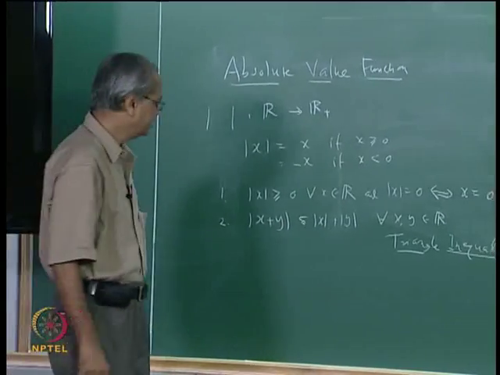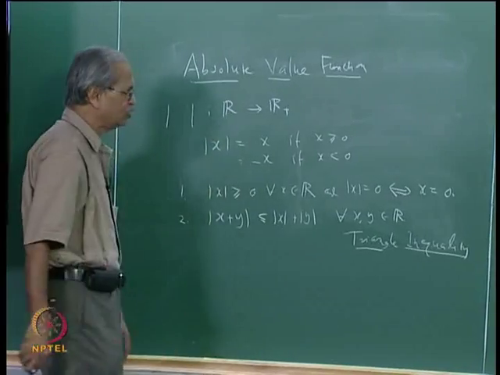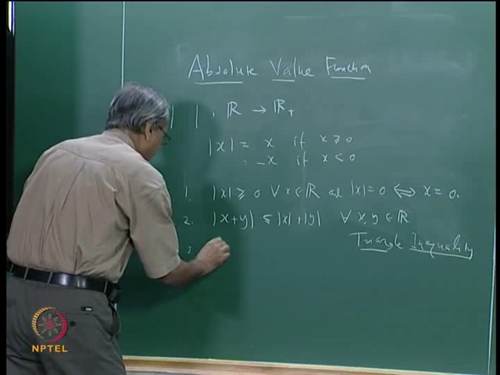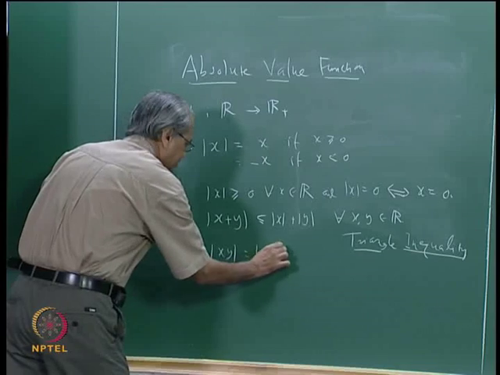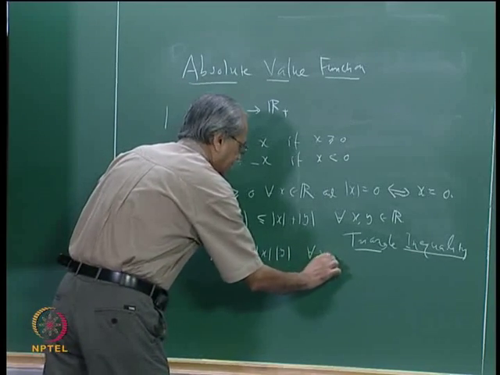And similarly we should also know the relationship of this absolute value function with respect to the product, and that is even simpler. The absolute value of xy is the same as the absolute value of x multiplied by the absolute value of y, for every x and y in R.